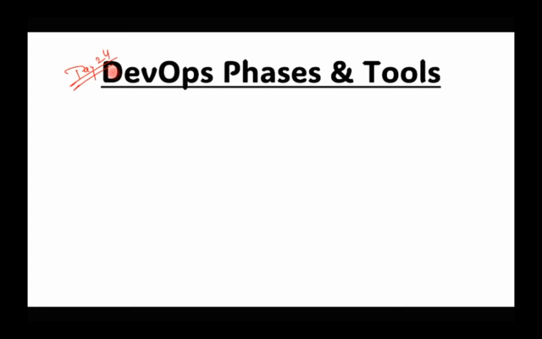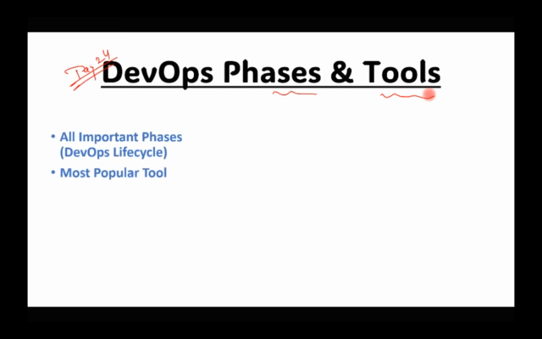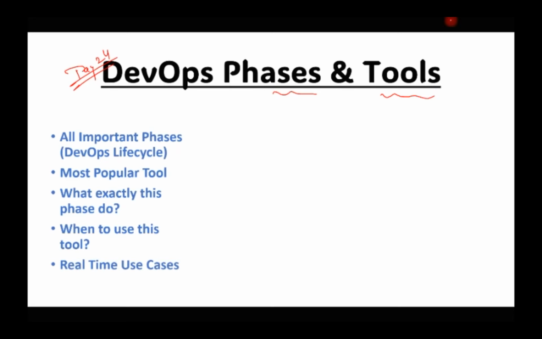Today, on day 24, we are going to talk about DevOps phases and related tools. What we are going to cover in this video, in short, let me tell you all important phases which belong to the DevOps lifecycle. We will talk about each phase. Then we will talk about the most popular tool in that particular phase, what exactly that tool will do and how it will help us. Then we will go through when to use this particular tool, and in the end we will wind up this phase with the real time use cases where we can use this tool in the real world.